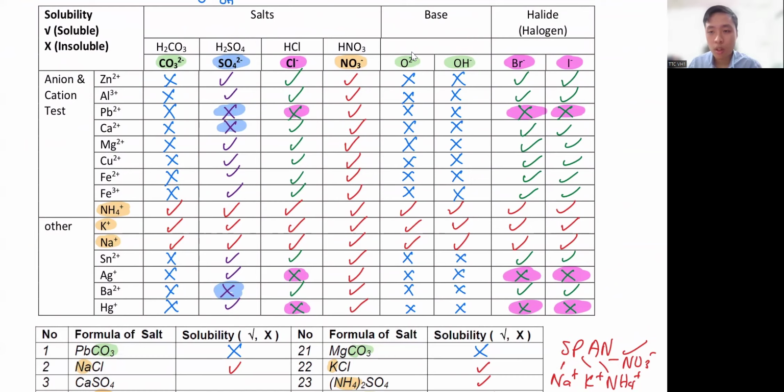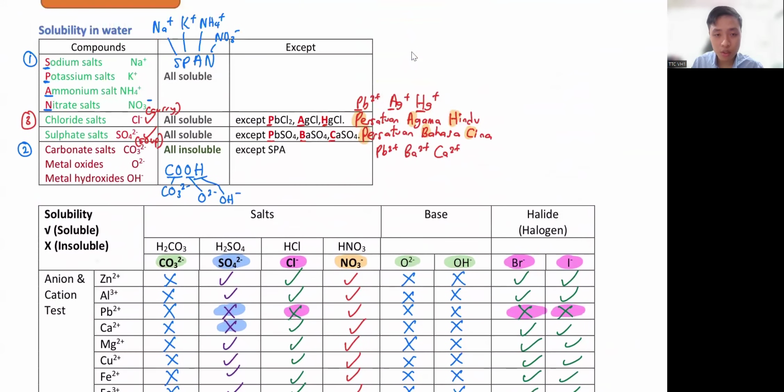After that you got Cl minus. Cl minus means what? Cl minus all are soluble, except when you can remember as Kali Cl minus. Kali means like there's three: Pb2 plus, Ag plus, Hg plus. These are insoluble for this. I mean for Cl minus, all are soluble except Pb2 plus, Ag plus, Hg plus.